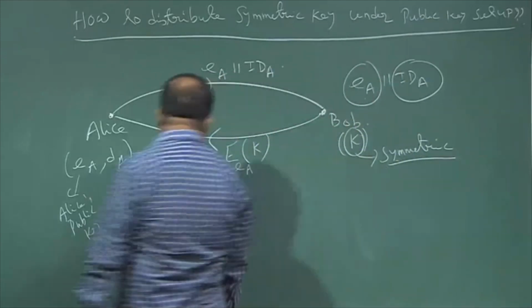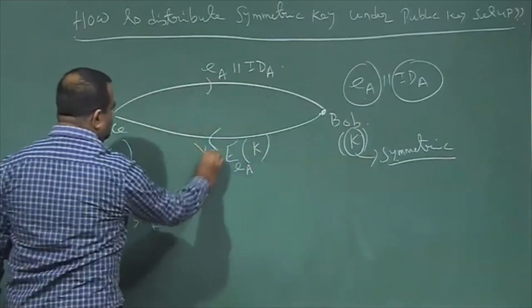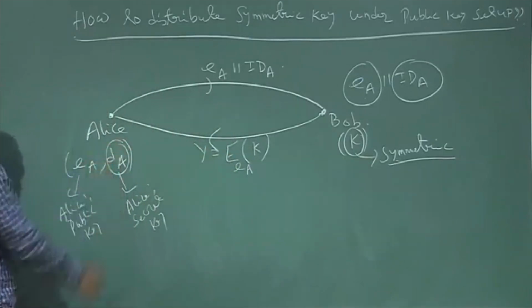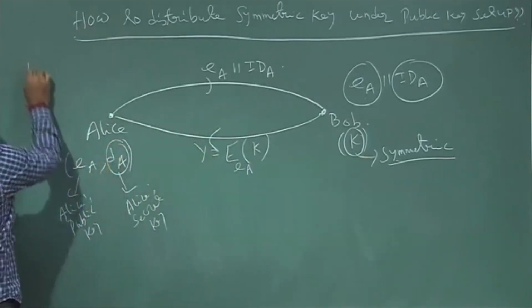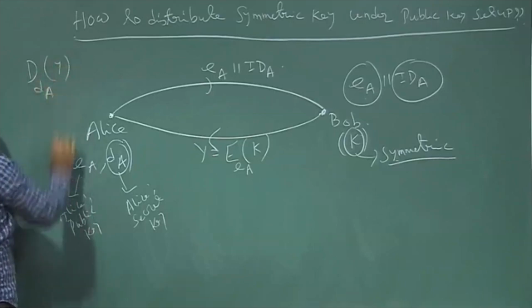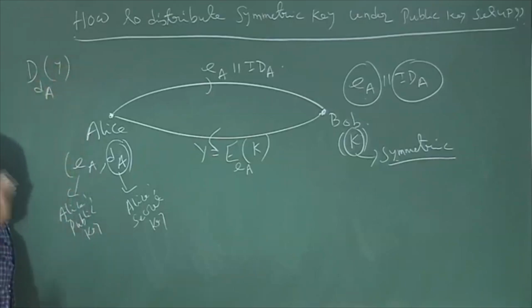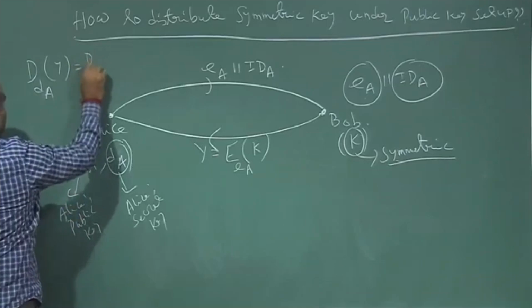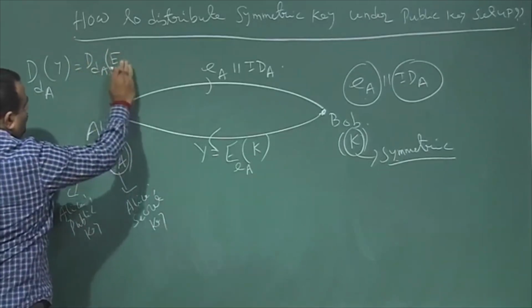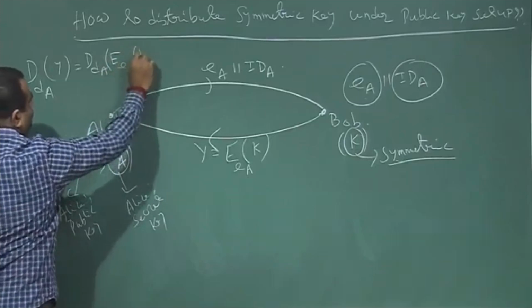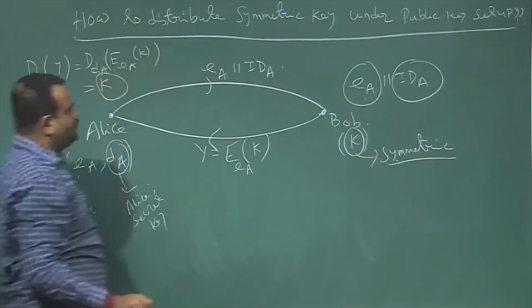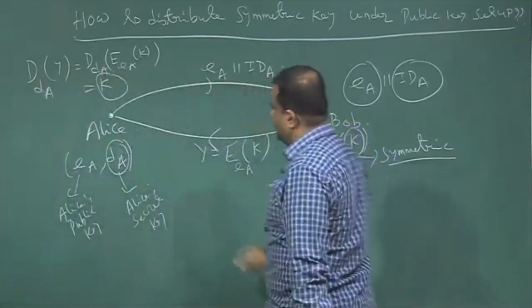Now, Alice is having Alice secret key. So, this is the Y. Alice is having Alice secret key, or corresponding decryption key. After receiving Y, what will Alice do? Alice will decrypt this using Alice corresponding secret key. So, this is basically D_A of Y, and Y is basically E_A of K. So, this should give us K. Now Alice and Bob both agree with this common key K.